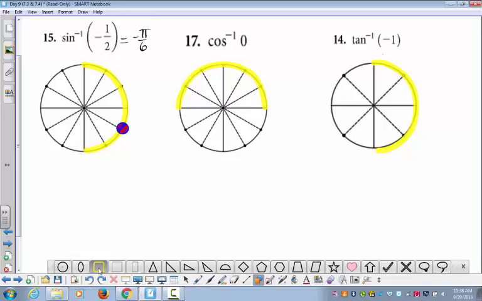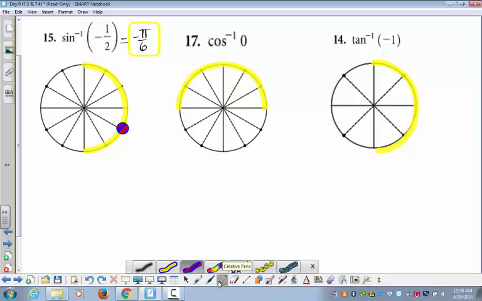We cannot leave the right side of the circle. So the way we would draw that angle is it's right here. It's down like that. Got to stay on the right.